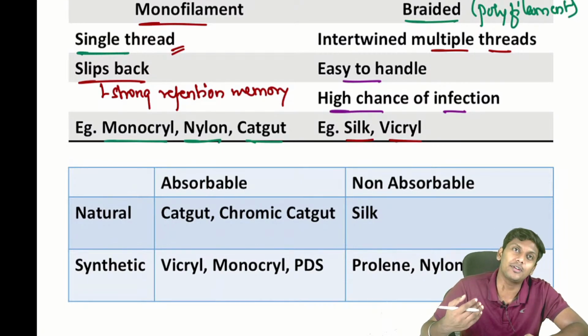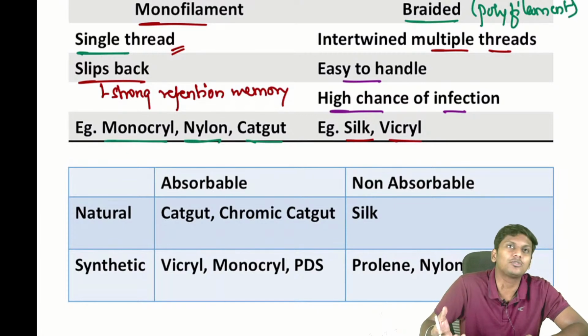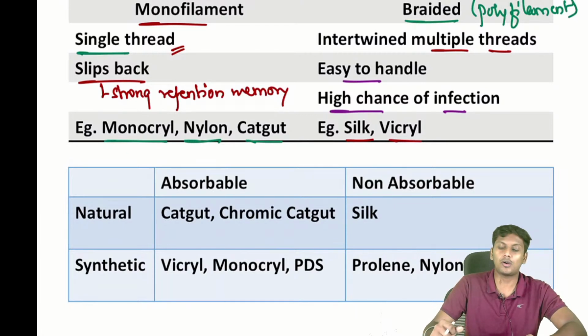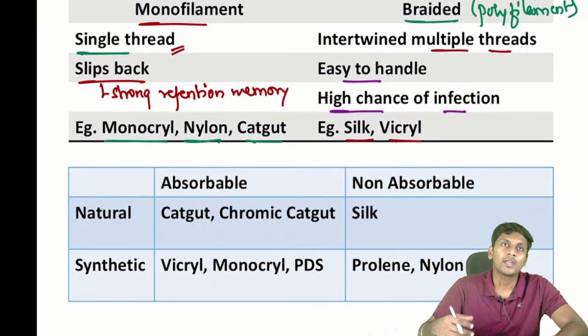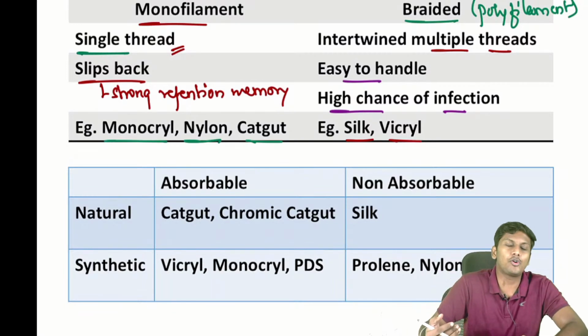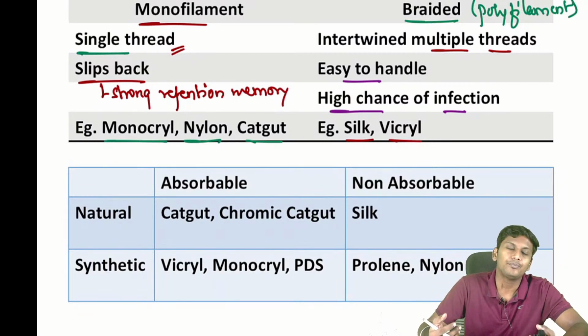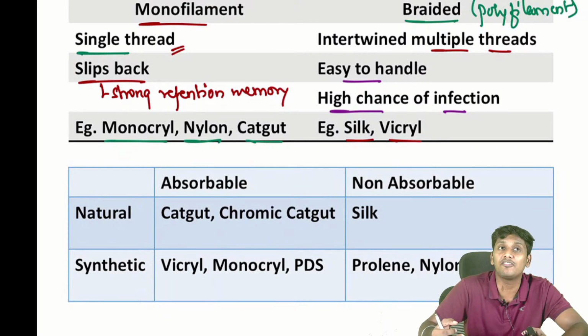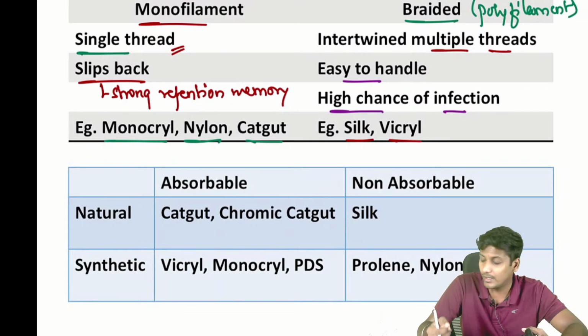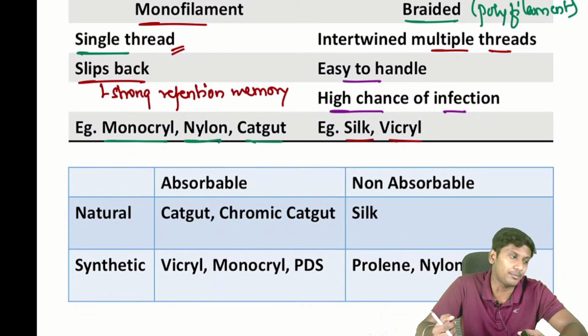Okay, इसको most commonly use ही क्यों करते हैं? Because ये आसान होते हैं हैंडल करने के लिए. Okay, so the most commonly used sutures are silk and vicryl. अगर स्किन पे करना है तो silk. If you want to do it on the internal organs, then vicryl. These are the most commonly used sutures because they are very easy to handle. ठीक है, so silk and vicryl definitely are the braided or polyfilament sutures.